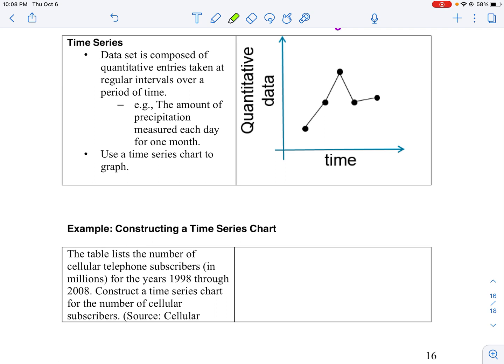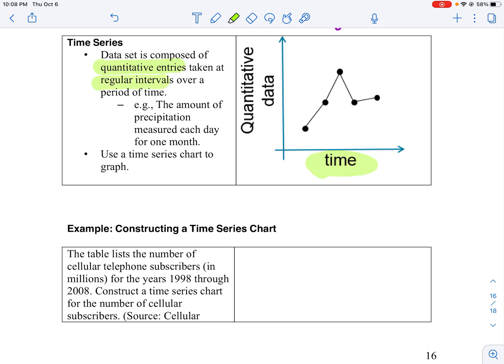Time series, it's literally another type of scatter plot, right? But now we are going to join those points with a line. And we're using quantitative data, and the x-axis is always time. This is why we call it time series. So the data set is composed of quantitative data entries taken at regular intervals over a period of time.